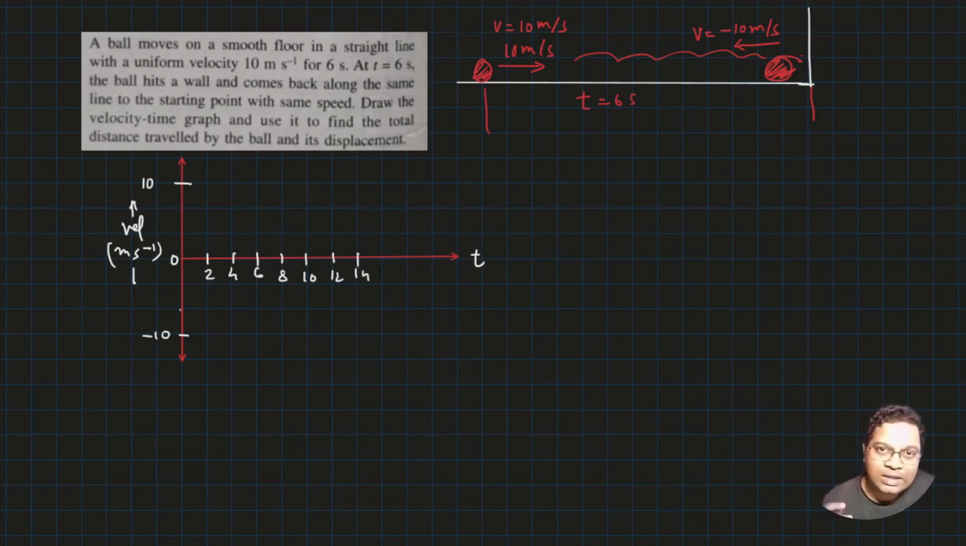Okay. So we know that this particular ball was moving for 6 seconds in the direction with velocity 10. For 6 seconds, the ball moved with a velocity 10. And from the 6 second onwards to 12 seconds, it is moving with a velocity negative 10. So therefore, from 6 to 12, the velocity will be negative 10.